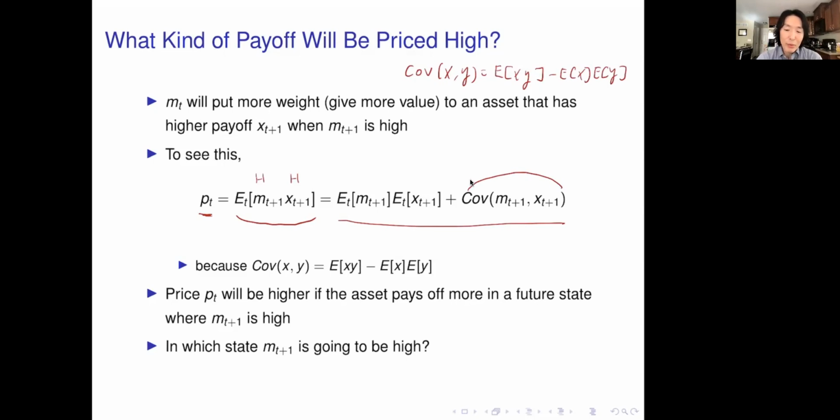Price Pt is going to be high if the asset pays off more in the future state when M(t+1) is high. So if you have two different stocks, one stock pays off when M is high, the other pays off when M is low. Which of the two stocks will have higher prices? The one that pays off high when the stochastic discount factor M is also high. Okay. Then the crucial question here is, in which state is M(t+1) going to be high?